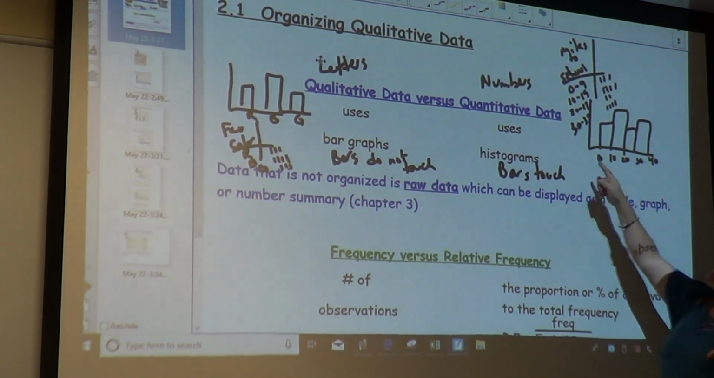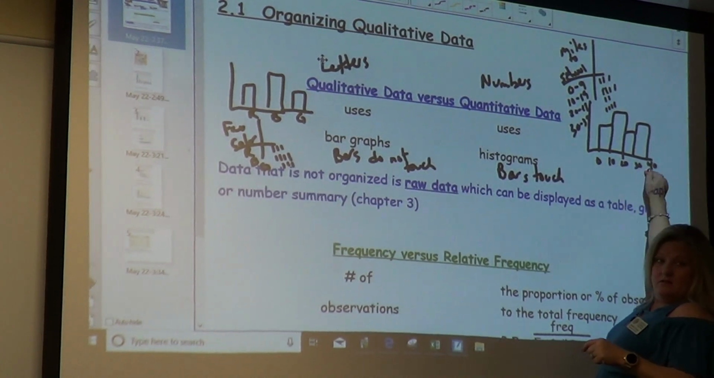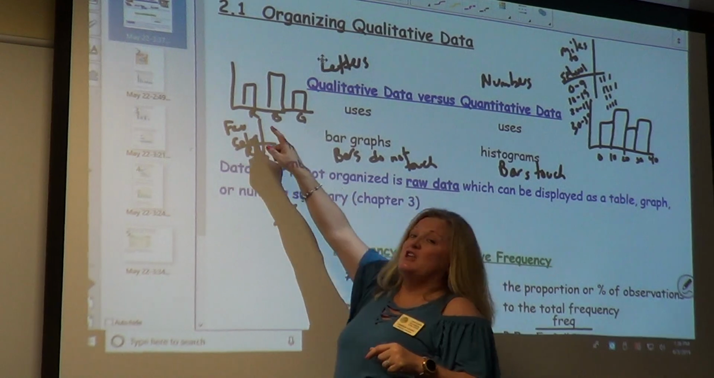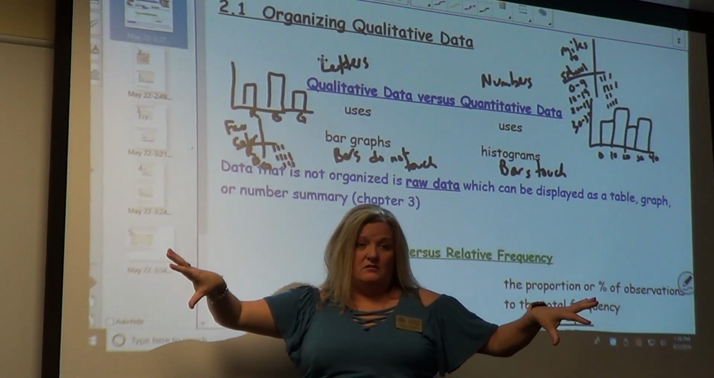So this is dealing with number data because the numbers keep going on. This is dealing with letter data because the letters have nothing to do with each other.